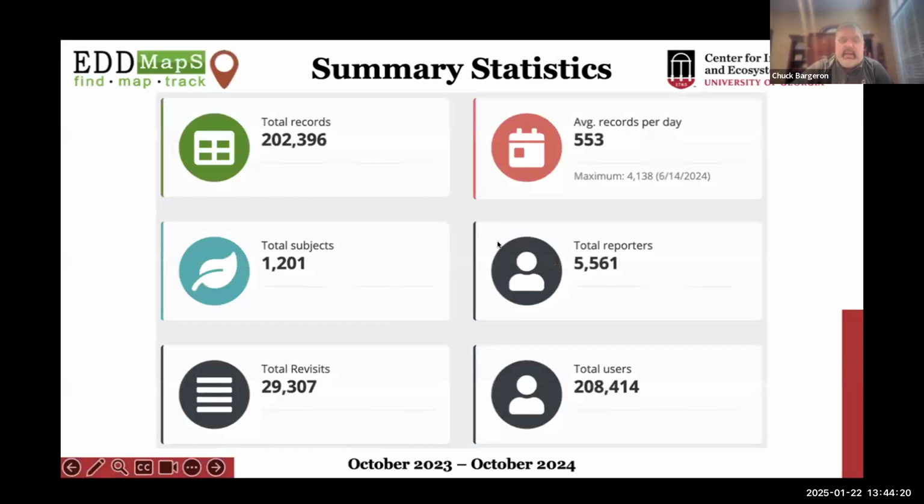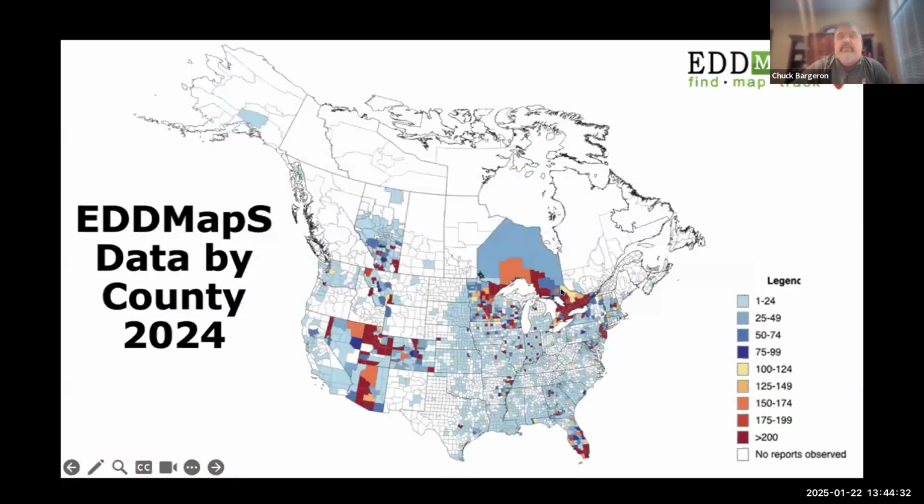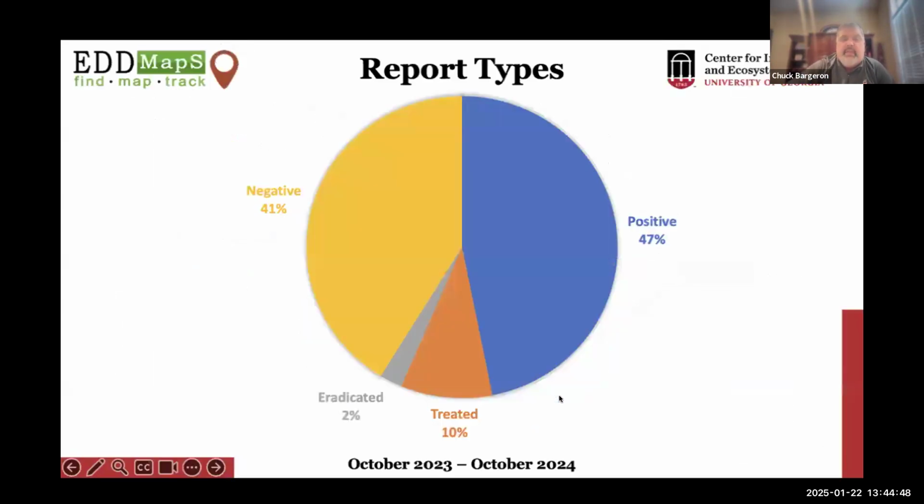Some quick stats, and I'm going to go through this quickly. Last year we had about 200,000 reports added nationwide for EDDMapS. That's from about 5,500 reporters. We averaged 500-something reports a day. Here's where the data was coming in last year. Some of these big counties confuse the data a little bit, but I like seeing the spread across the US and in Canada.